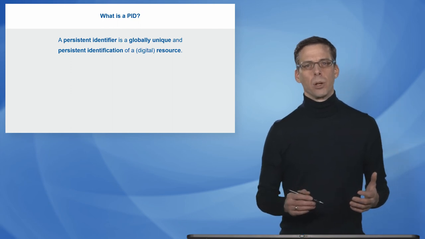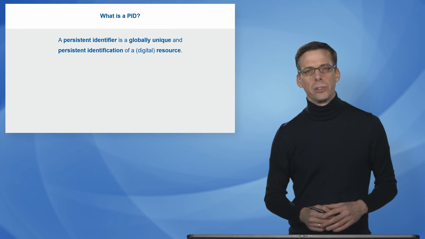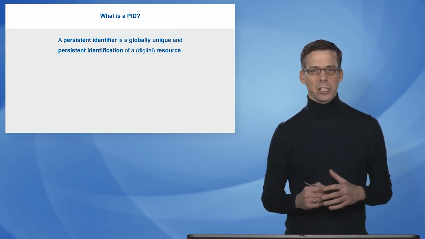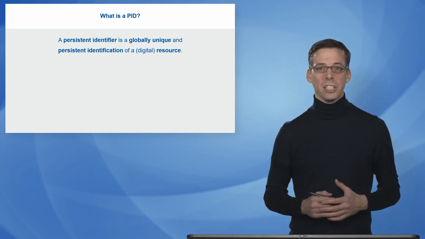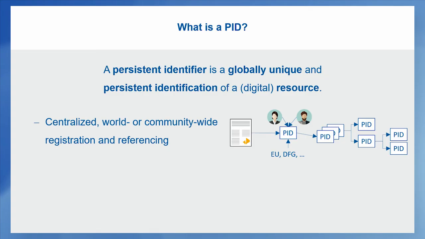Now let's summarize. What is a PID? A persistent identifier is a globally unique and persistent identification of a, not necessarily digital, resource. What you need is some centralized or world-wide or at least community-wide registration, some organization that is taking care of that and that also takes care of resolving any reference to this persistent identifier.